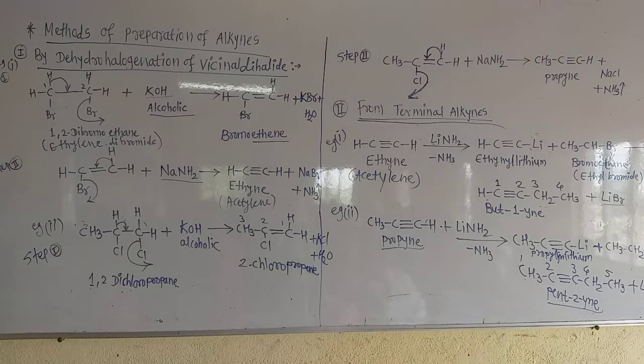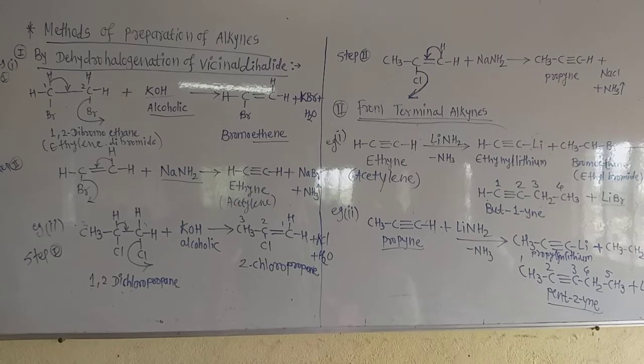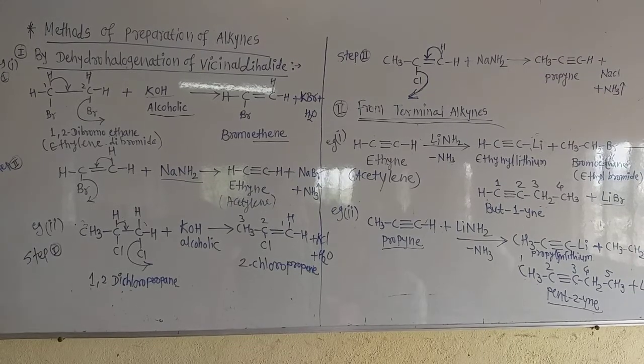Now let us see the physical properties of alkynes. The first physical property of alkyne, as with alkane and alkene, is that as the number of carbon atoms increases, the boiling point and melting point of the alkyne also increase. Physical property means what? There is no reaction required. Only see the physical state, boiling point, melting point, density, etc. These are the physical properties.